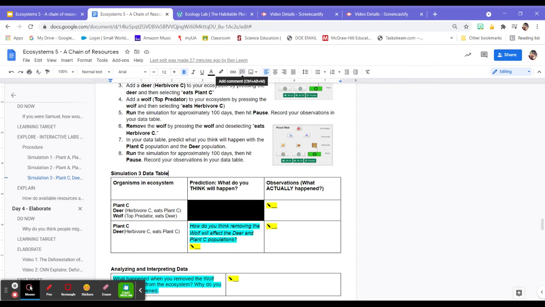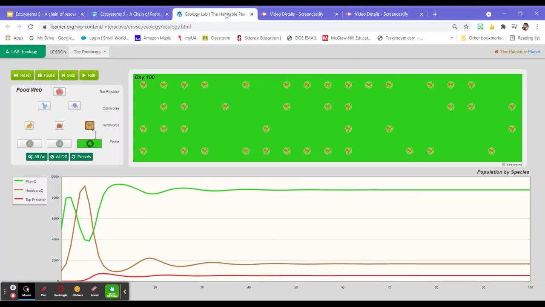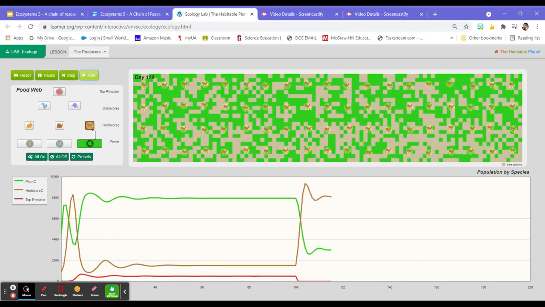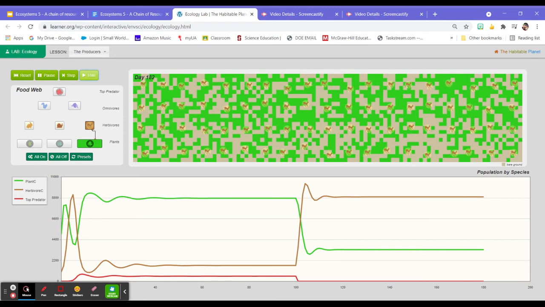Again, I suggest that you run the simulation on your own so you can see what actually happens on your own. And I'm going to go back and I'm going to hit run, and it's going to run the simulation for another 100 days. That way we can see what happened before and we can see what happened after, all in one graph. Oh, that's interesting. I hope that you're paying attention to what happened with the deer population and the plant population. Let's let it go for the full 100 days.